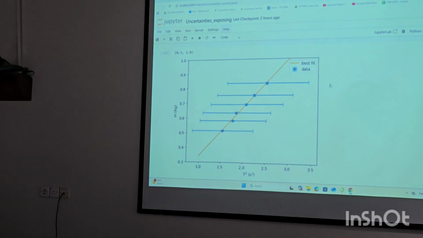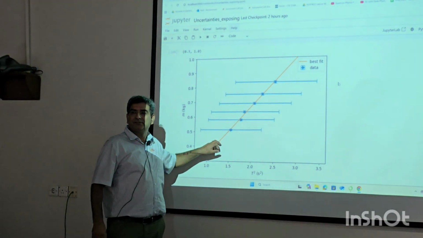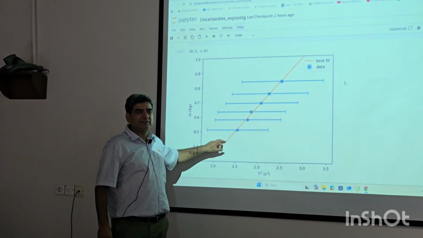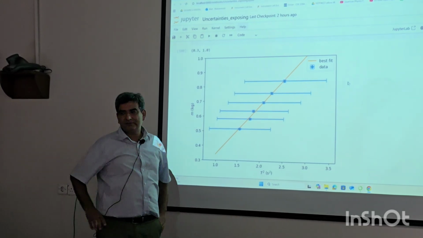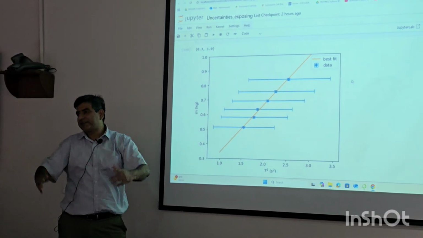Okay, so this is a property of this line. Now from the slope, you find the slope of this line. Can you find k? Yes. You multiply the slope with 4 pi square, you will get an estimate of k.